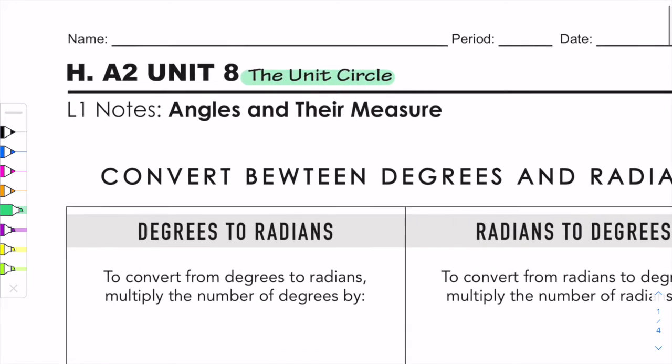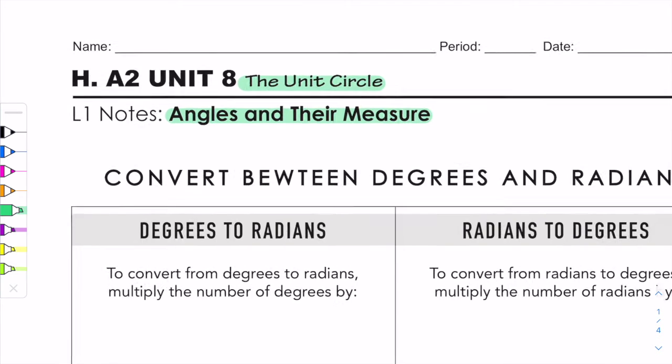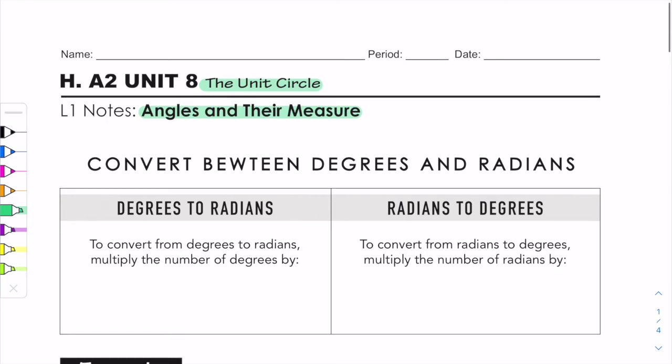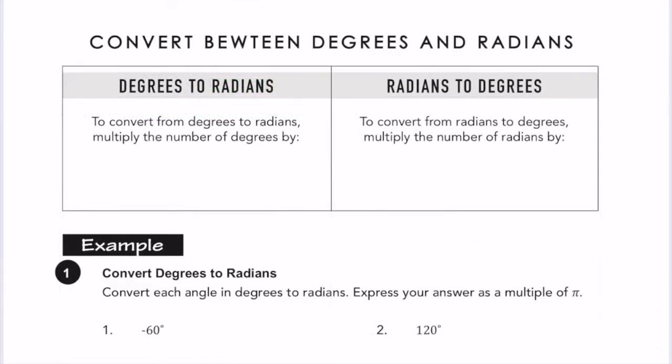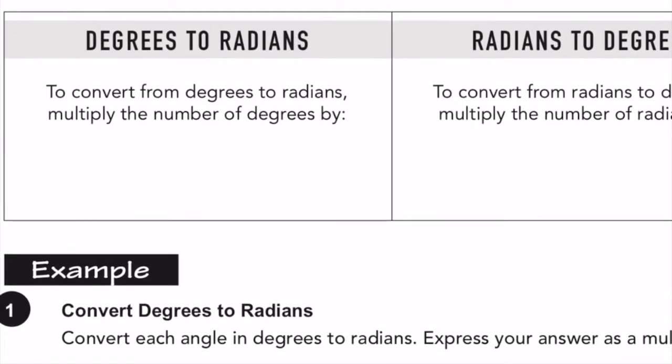So today's kind of an intro lesson about all of that, and we're just learning about angles and their measure in the coordinate plane with respect to the unit circle. So to begin with, we're going to learn how to convert something that's in degrees to radians, which is definitely a new topic for you guys, and then vice versa, so converting radians to degrees.